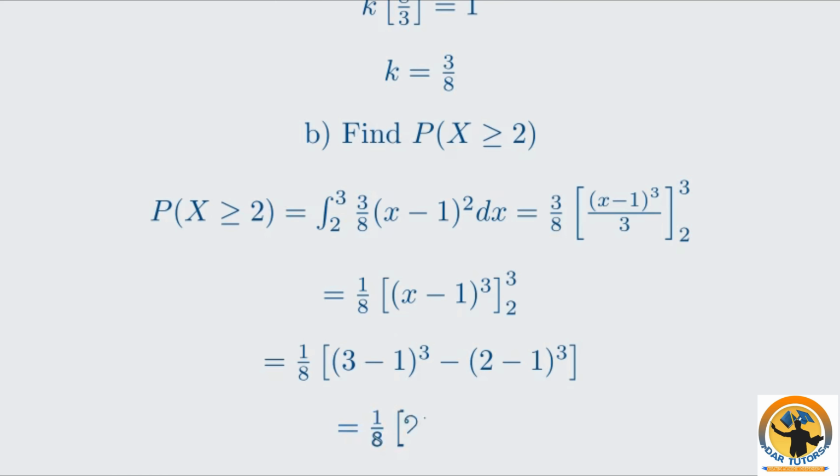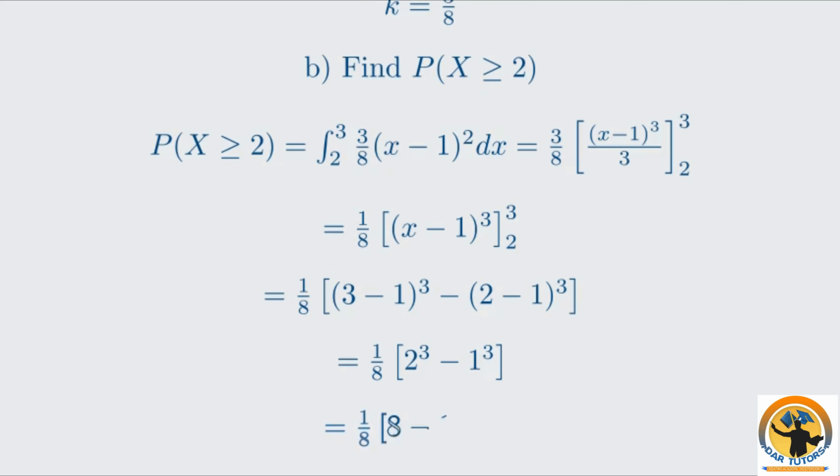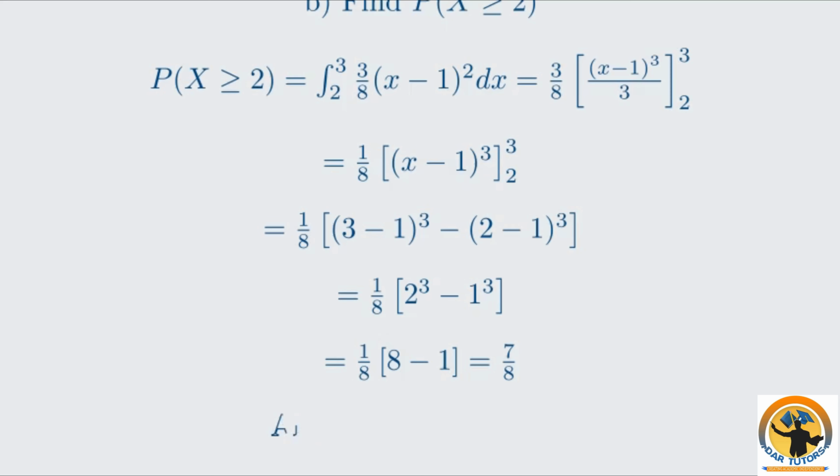This gives us 3(1) cubed over 8 minus 2(1) cubed over 8. That's 8/8 minus 1/8, which equals 7/8. So the final answer is 7/8.